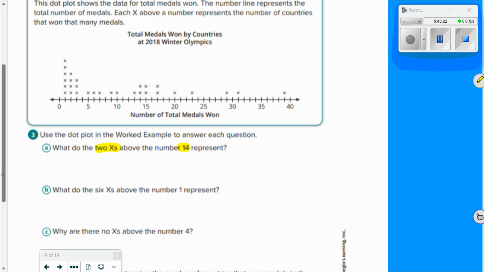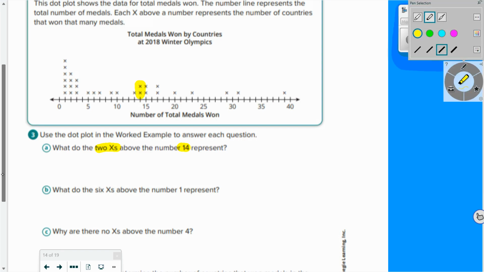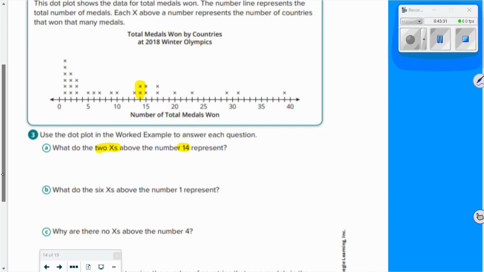So we're going to go through these really quickly. What do the 2 X's above the number 14 represent? So if I look at 14, there's 2 X's here. What does that mean? The X's represent the number of countries that won that. So 2 countries won 14 medals. With those 2 X's, it's saying there's 2 countries that won 14.